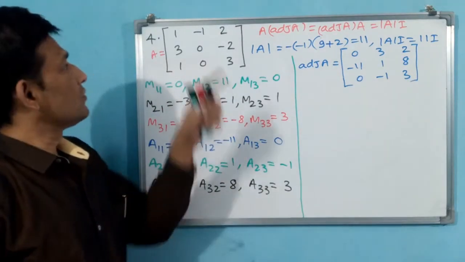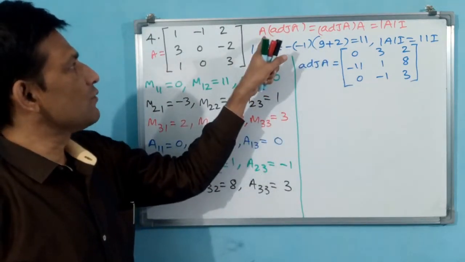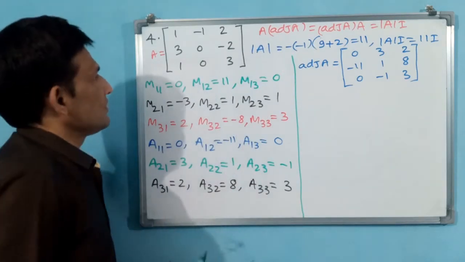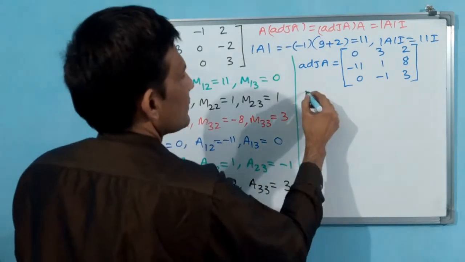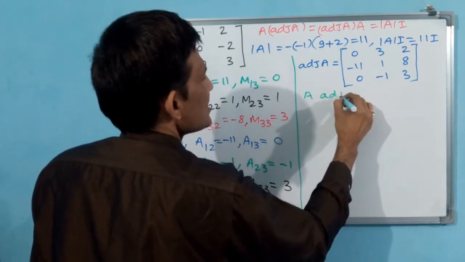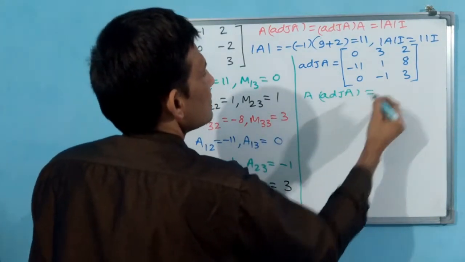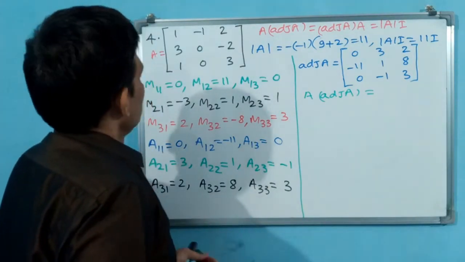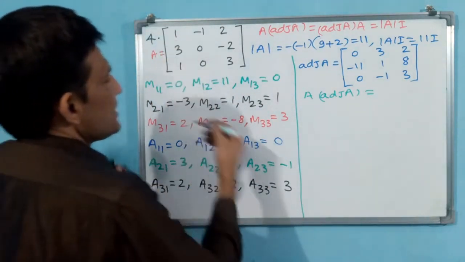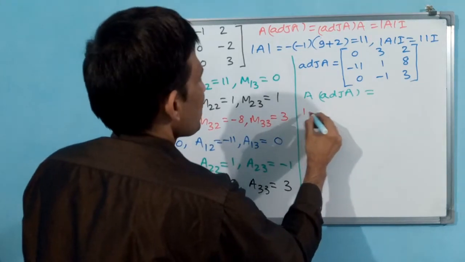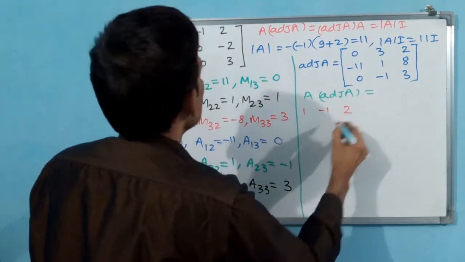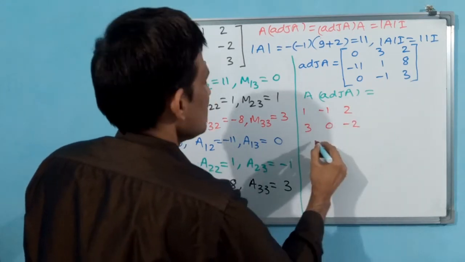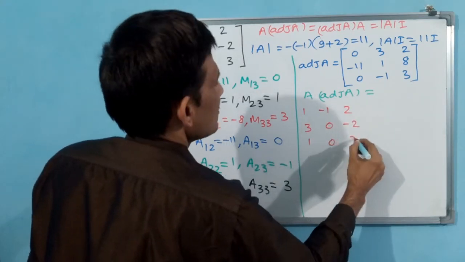Now, you know both A, adjoint A. First you find A into adjoint A. Let us find. Write down A into adjoint A. First write down like this. A adjoint A is equal to. Okay, let me write A into adjoint A. 1, minus 1, 2, 3, 0, minus 2, 1, 0, 3.